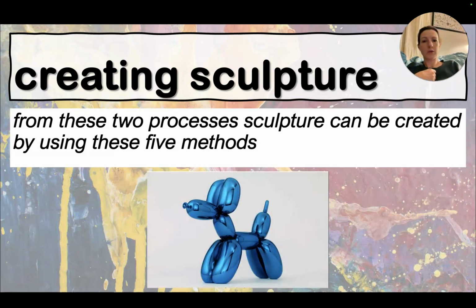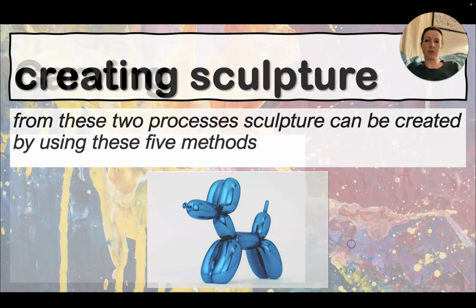So creating sculpture, we have all these processes, the additive and the subtractive. From these 2, think of it like a little tree branch. You can create using these 5 methods. So we have 2 big overall processes, and then there are about 5 methods to create sculpture.